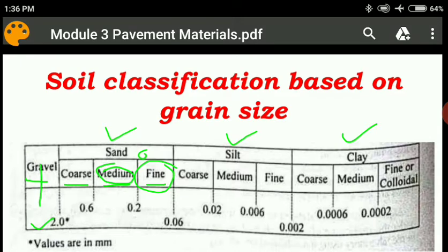So the last, fourth classification is clay. Here clay is the grain size which is less than 0.02 mm and more than 0.002 mm, and these are considered as clay particles. Here again it is classified in three categories, that is coarse clay, medium clay, and at last fine clay.